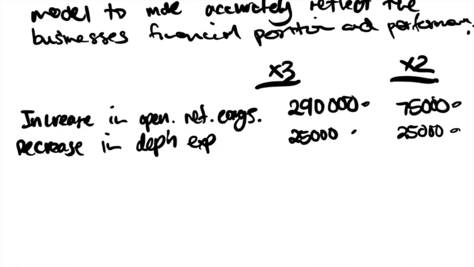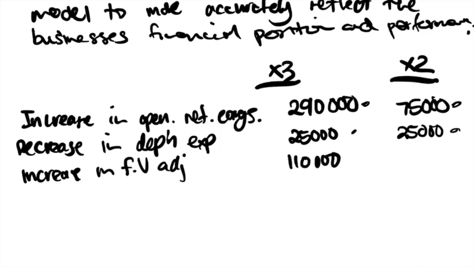What else then happened? We have this new line item, which is called the fair value adjustment. So there was an increase in the fair value adjustments, and the increase in the current year was 110,000, and in the prior year it was 190,000. Again, these are increasing the profit, so therefore they are shown as positive increases.